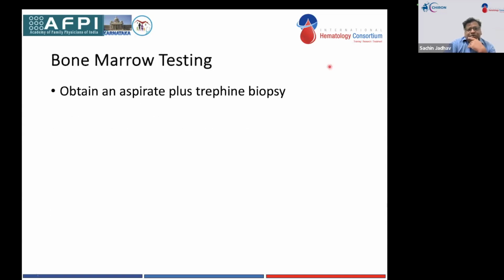Yes, we do the marrow, we do an aspirate and biopsy, and we measure the percentage of plasma cells. I told you less than 10%, 10 to 60%, more than 60%, right? So MGUS, smoldering, and active myeloma. Along with that, we also want to do the genomic testing of the cancer cells.